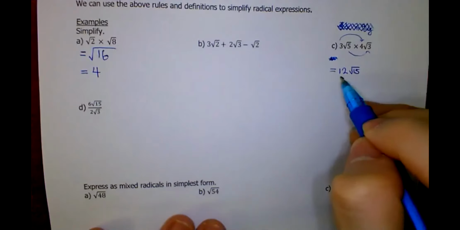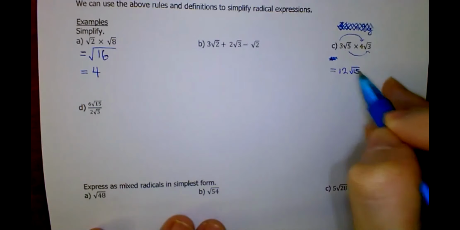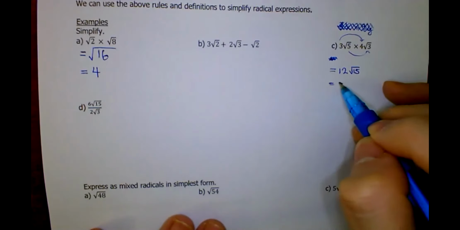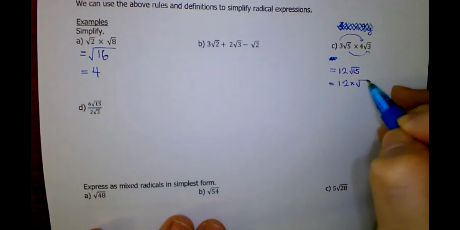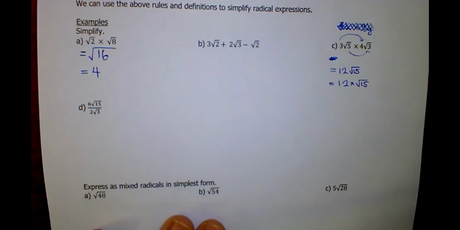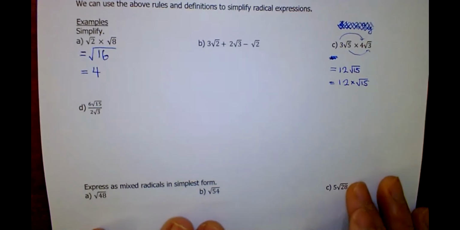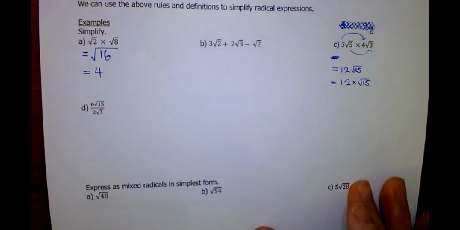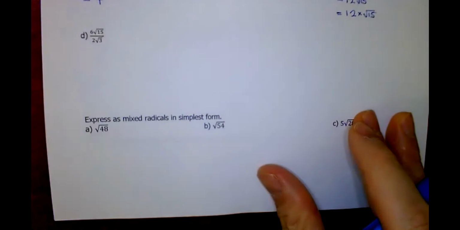Divide by 3. Don't think of this as a fraction. There's no real division involved. This is actually the same as 12 times that. It's like it's a number. You don't divide for no reason. Okay? Let's move on to D.